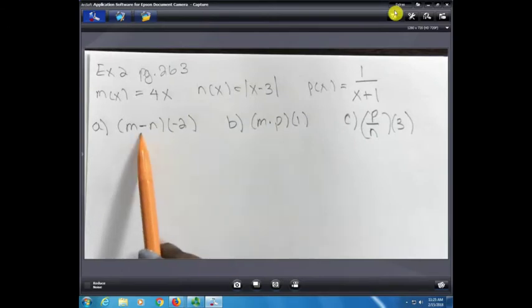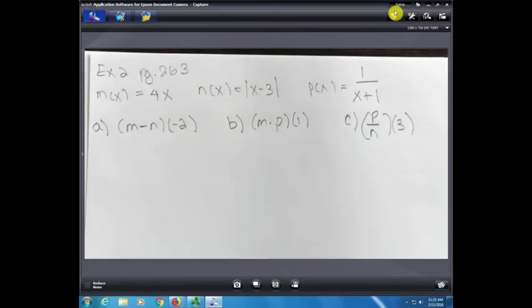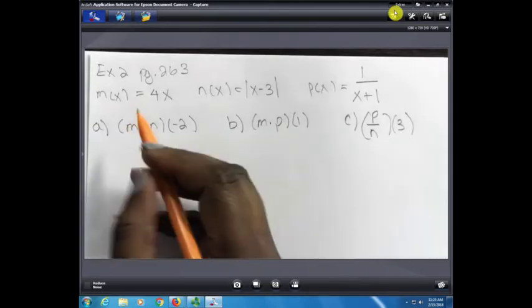Now, for A here, I can do this two different ways. I can go ahead and write m minus n and then plug in a negative 2, or I can plug in a negative 2 in my m function, then plug in a negative 2 in my n function, and then subtract those two answers. Either way is fine.